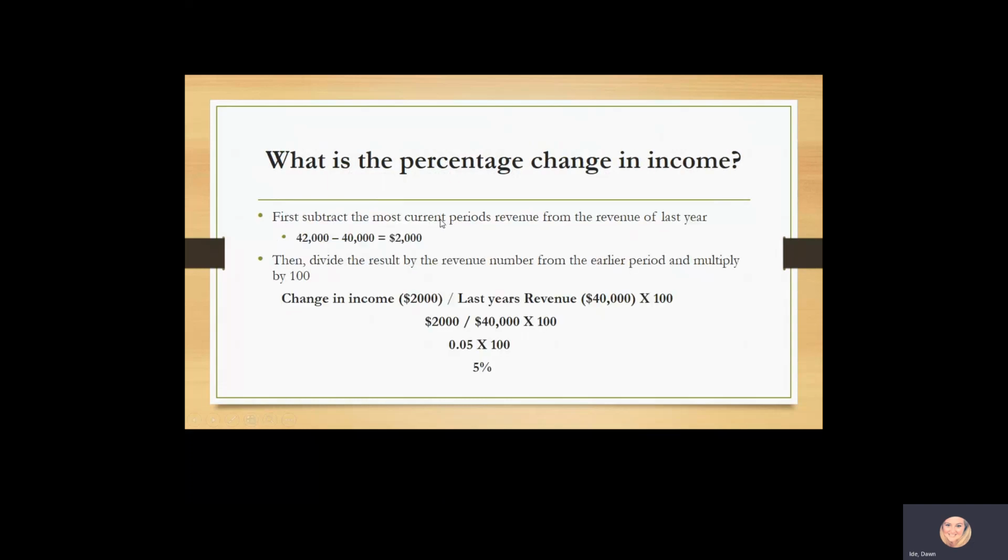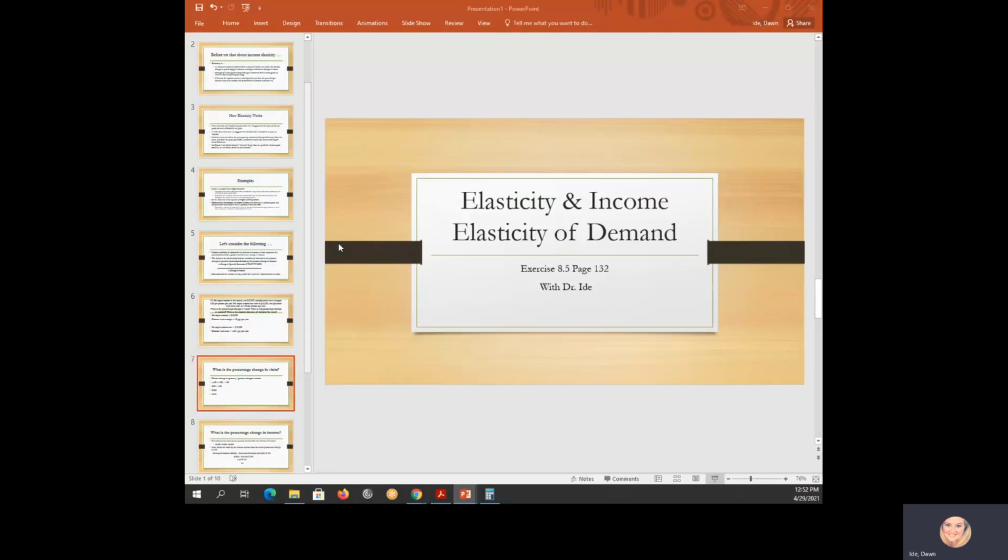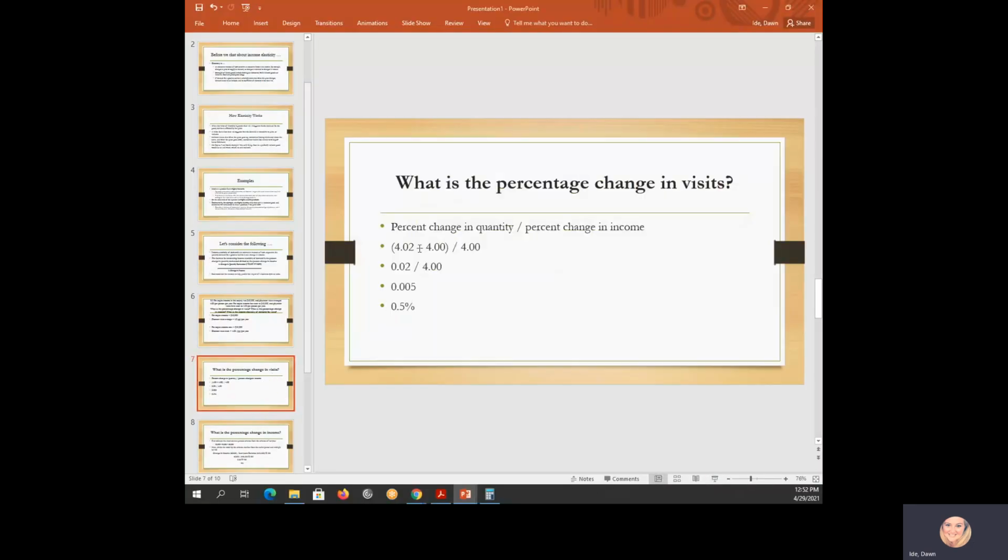How do you do percent change in quantity? You take the current year's quantity and you subtract last year's quantity. That's it. And let me put that on here. I always think I'm being super specific, and then I realize I wasn't.